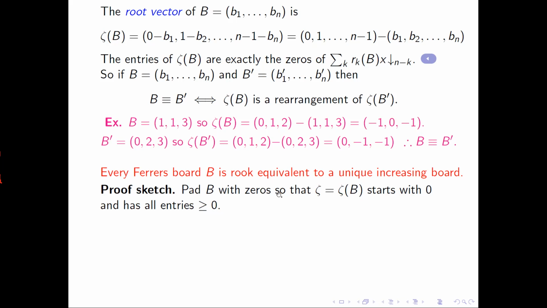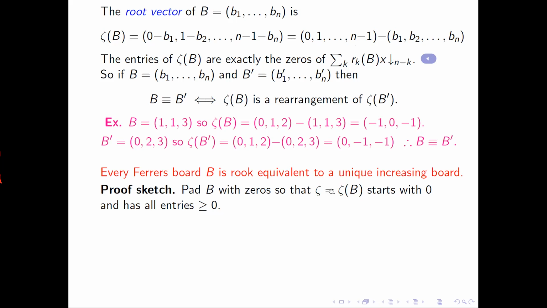I pad it with enough zeros so that when I compute the root vector, the thing starts with a 0 and has all entries that are positive. That's going to be possible by just slapping enough zeros on the front of B. You can try that with some examples. After all, the way you compute the root vector is by going 0, 1, 2, all the way up through n-1. Notice this thing has n total entries in it. If I slap on enough zeros, this perfect stair step thing is going to overwhelm the entries of the board itself, padded with a bunch of zeros. And so I can make all of them positive.